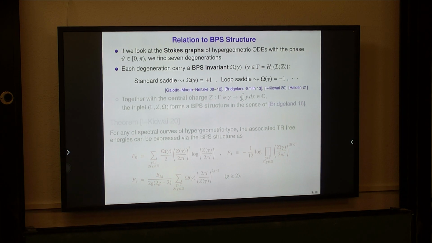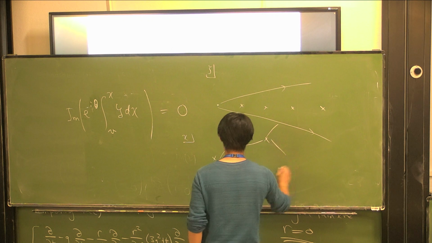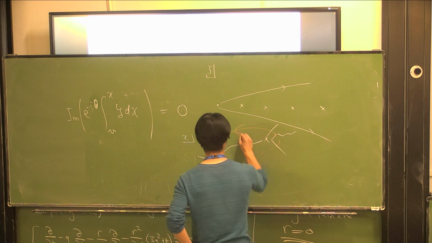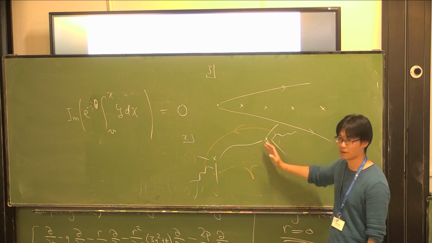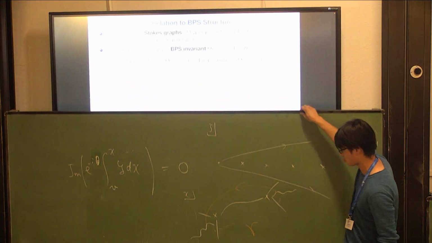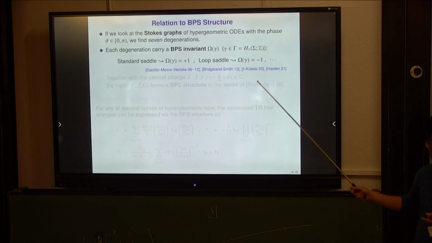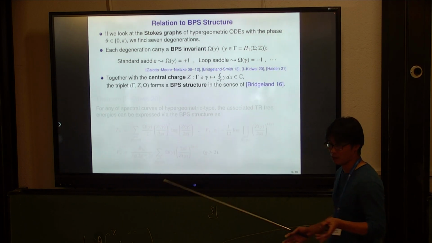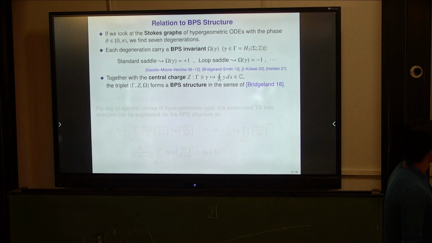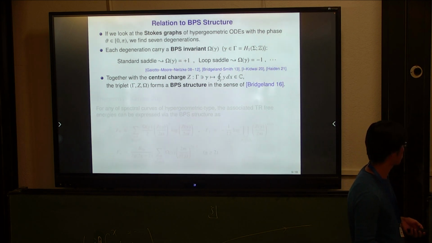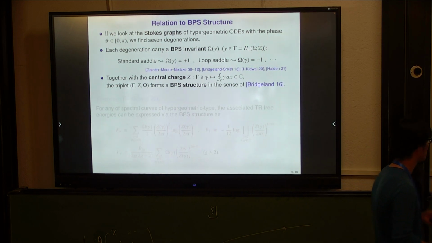Maybe I forgot to prepare a picture. On the Stokes graph, as you have seen, this kind of degeneration happens, and then you can naturally attach a cycle on the spectral curve which surrounds the saddle connection. For such a cycle, I assign the appropriate BPS invariant depending on the type of the degeneration. If it is this kind of standard saddle connection, I attach +1. And if the saddle connection is loop type, then I attach -1, and so on. I omit the precise definition, but anyway, you can attach a BPS invariant to such a degeneration. Okay, and together with the central charge map which appeared in the previous talk, this triplet forms a BPS structure in the sense of Bridgeland. But sorry, I don't have time to explain. At this moment, the precise axiom of a BPS structure is not important. But the consequence is the following.